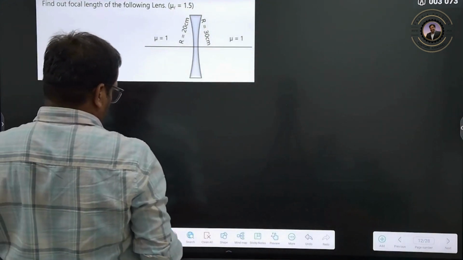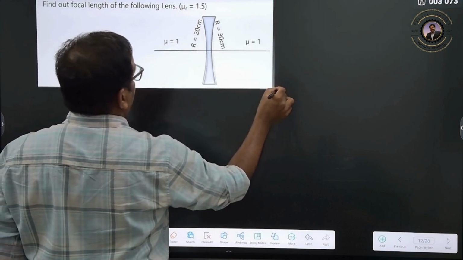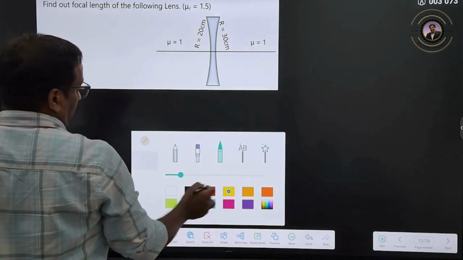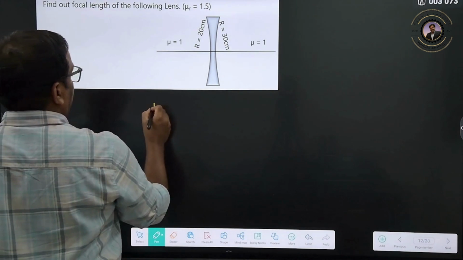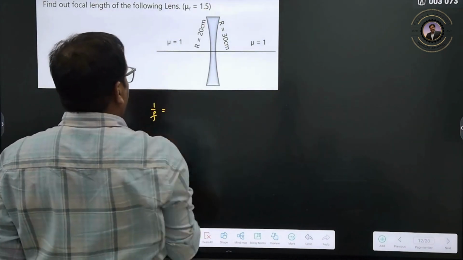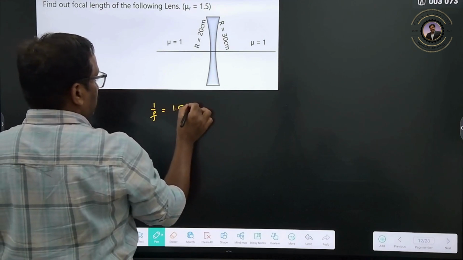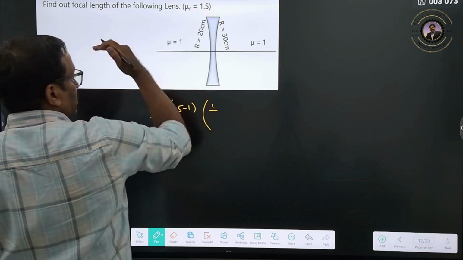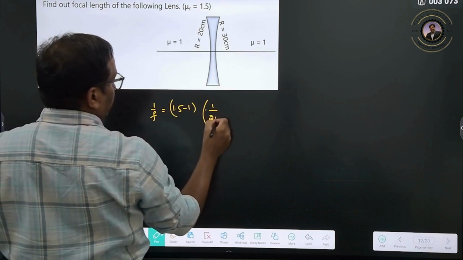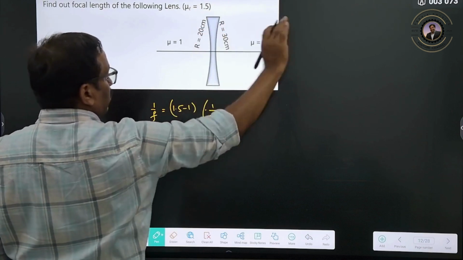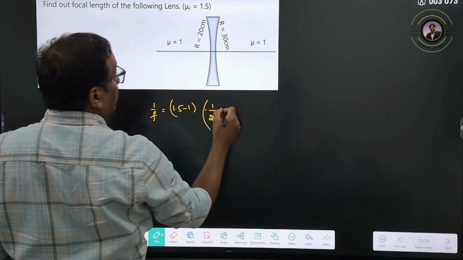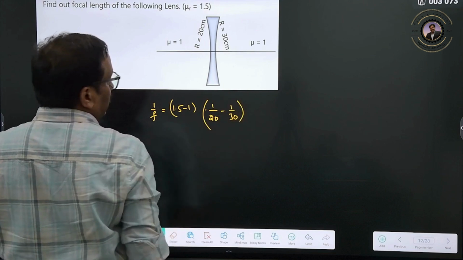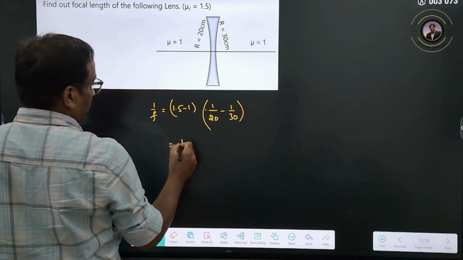It is a similar type of question only. It will be the same, but you will get it as negative, therefore 1 by f. The refractive index is 1.5, so 1.5 minus 1 into 1 by R1, which is minus 20 on this side, and on this side minus 1 by 30. Clear? So this is nothing but 1 by 2.